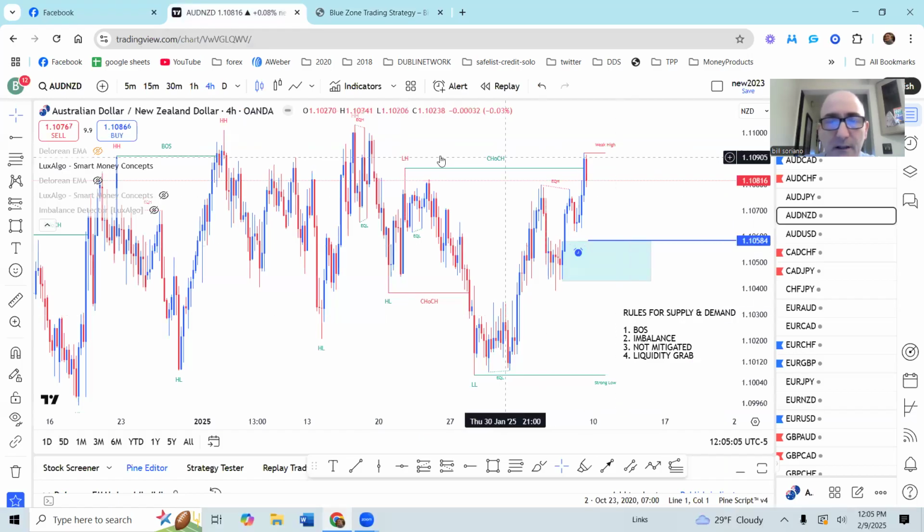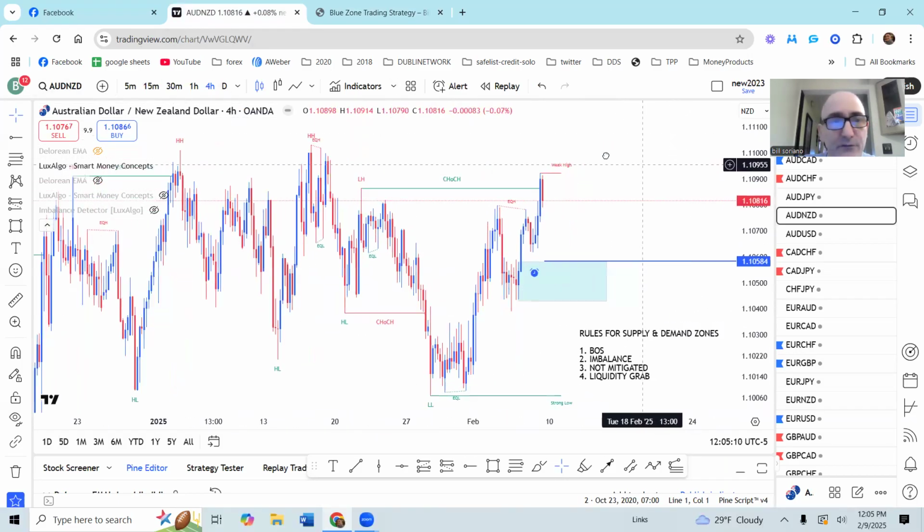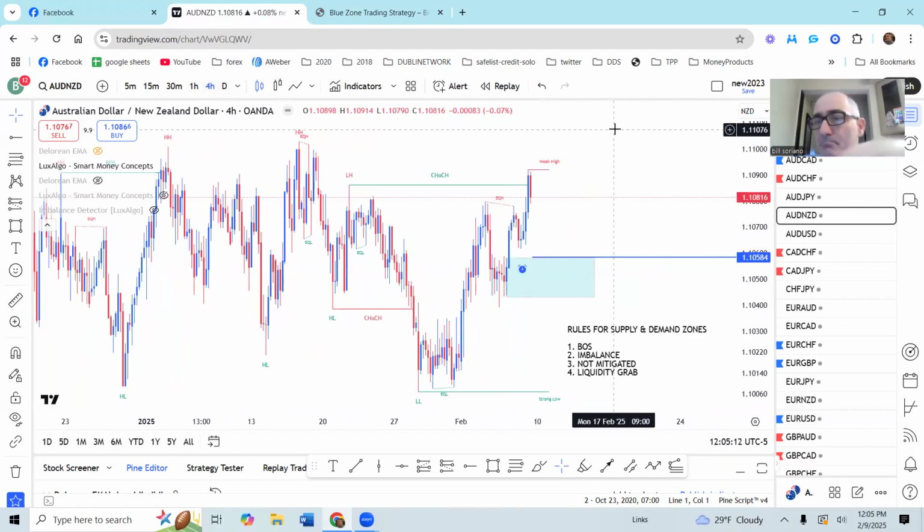Go to the charts here. And this is AUD NZD. The first thing you always have to do, we're on the 4 hour time frame. So we're going to check the trend on the 4 hour time frame. We're going to identify supply and demand zones on the 4 hour time frame. If we can't find a supply and demand zone that we like on the 4 hour, we can drop down to the 1 hour. But the goal is to find it on the 4 hour.